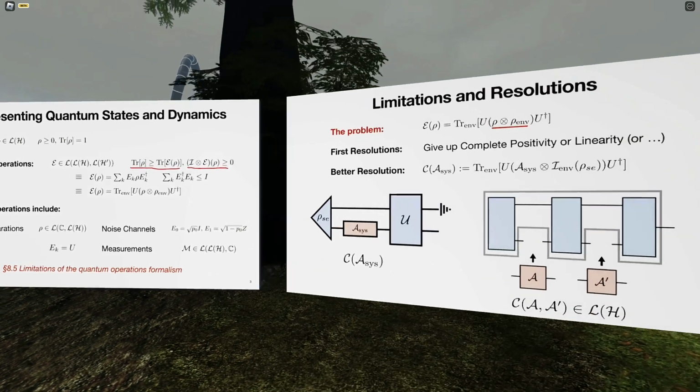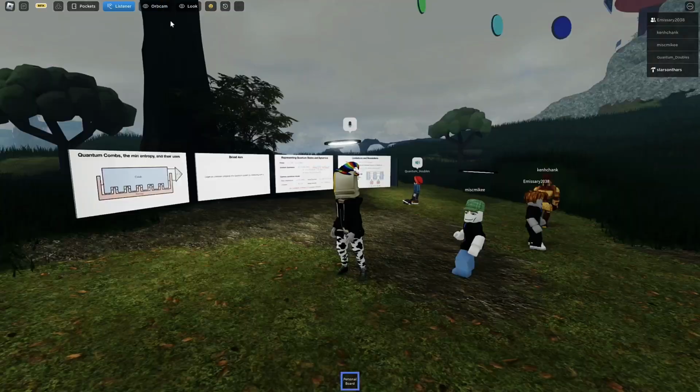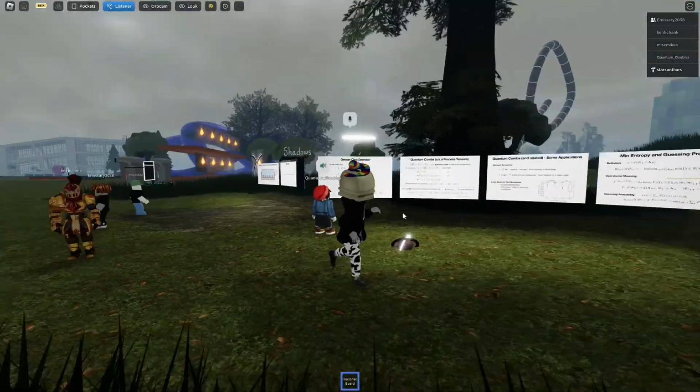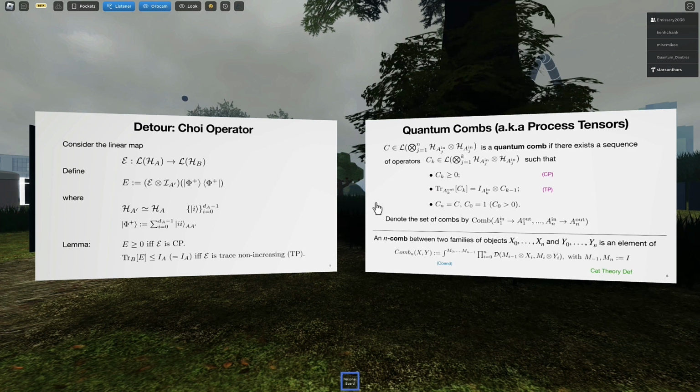All right, so we move on to these next couple of slides. Before we get to the quantum combs definition that I would like to present, I want to talk a little bit about the Choi operator. Again, this may be familiar to people if you're familiar with quantum information theory. It is used quite a lot. And I think the concepts here will also be familiar to people within this community, especially if you're familiar with some category theory.